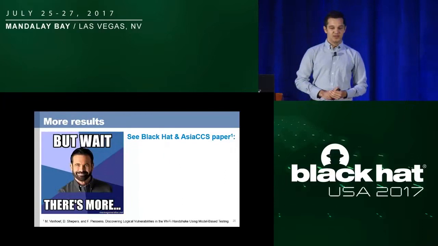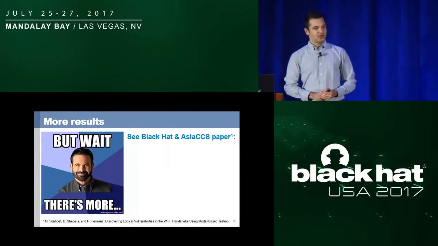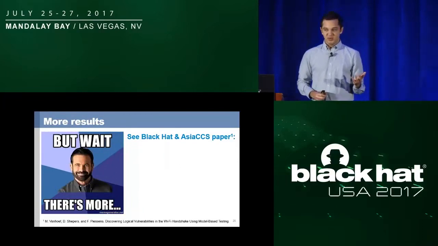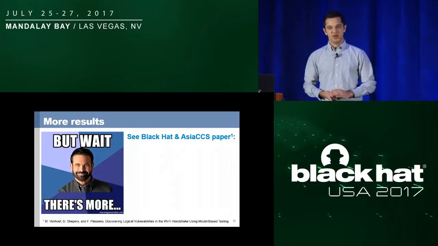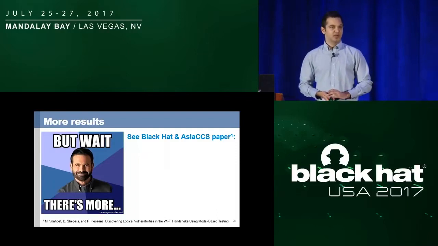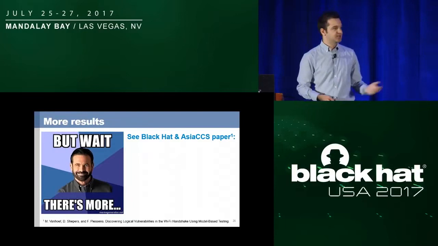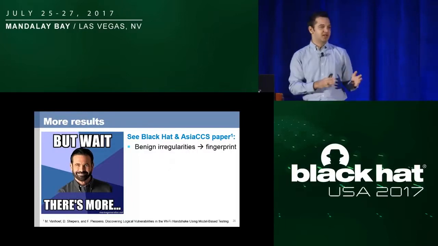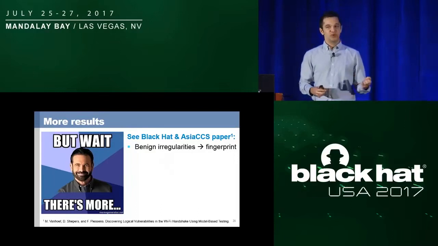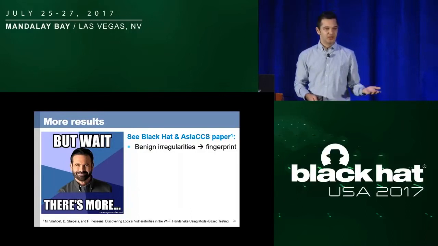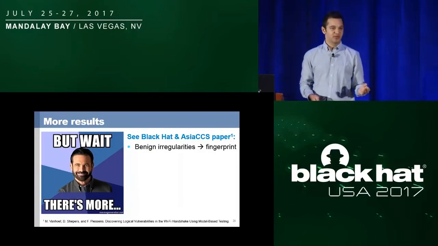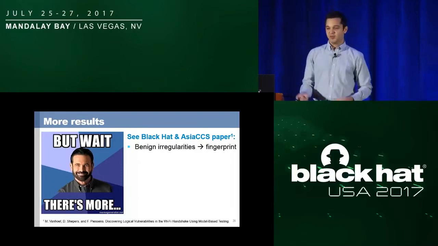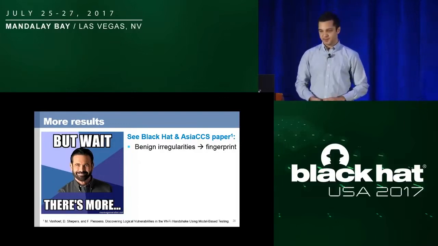So as I mentioned, I only discussed the most interesting vulnerabilities that I found. We also found some other ones, and you can see them in our whitepaper and also in the academic paper that preceded this research. We found things like basically benign irregularities where an implementation deviates from the specification, but this does not result in an attack. But you can use this to fingerprint an implementation, of course. You can determine, is this a Cisco access point, is this a Microsoft access point, or whatever.